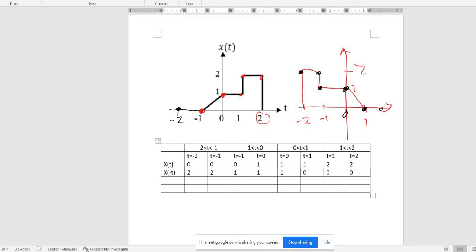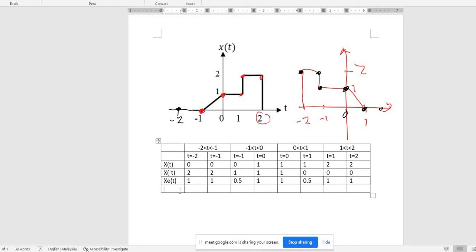Okay, now I want to have the x even. x even(t) is x(t) plus x(-t) divided by 2. Okay, 0 plus 2, you got 2. 2 divided by 2, you get 1. This one also the same. 0 plus 1, you get 1 divided by 2, you get 0.5. 1 plus 1, you get 2. 2 divided by 2, you get 1. This one also 1. This one is 1 plus 0 divided by 2, so it's 0.5. This one is 1. This one also 1.